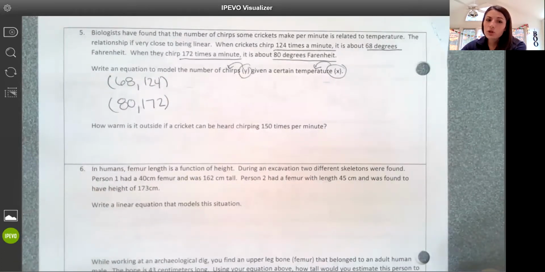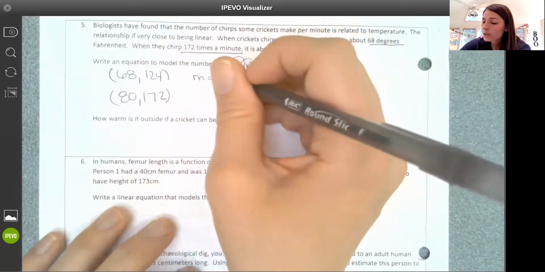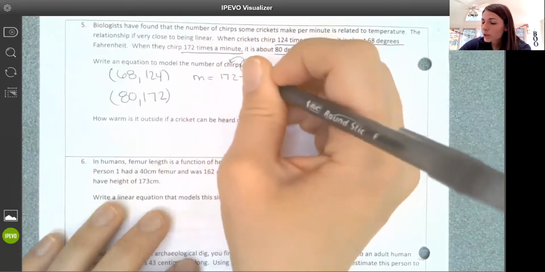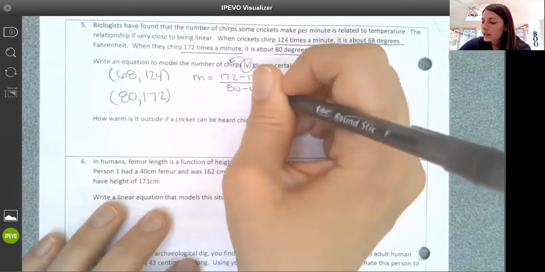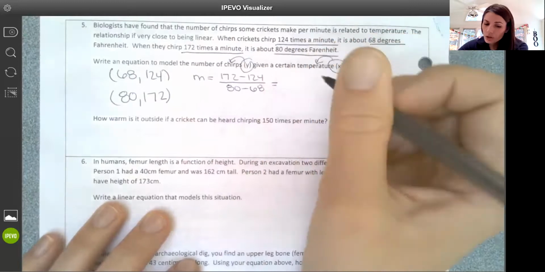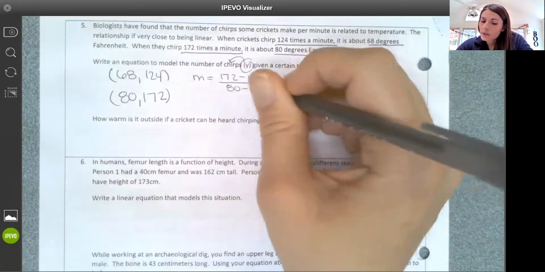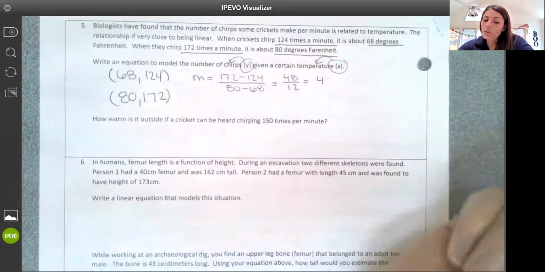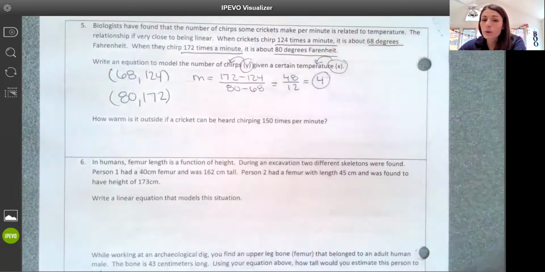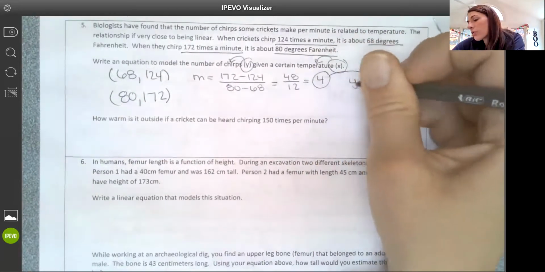When we have just 2 points and we want to write an equation, we start by finding slope. So I'm going to do 172 subtract 124 over 80 subtract 68. 172 subtract 124 gives me 48. And this gives me 12 in the denominator, and that goes in evenly. So my slope is 4. Now that I know my slope, I can start writing my equation.